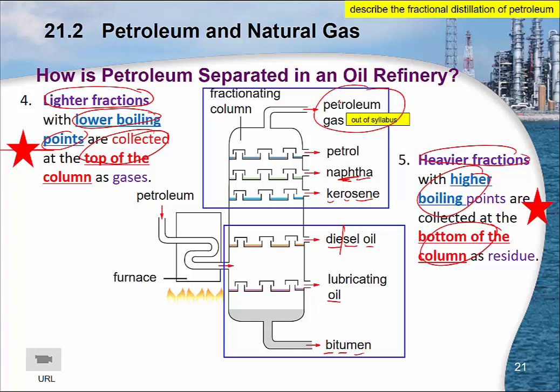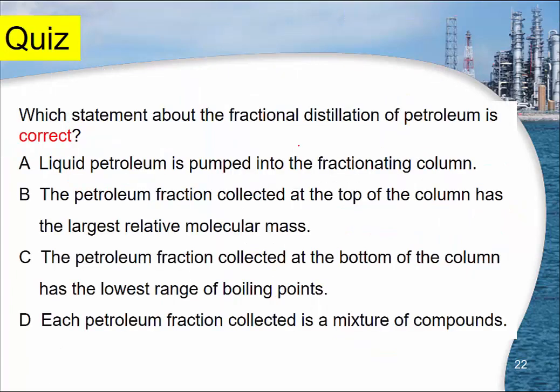Now take note of the difference between petroleum gas and petroleum. Petroleum is the entire mixture, and the smallest few molecules, for example the smaller molecules in the petroleum gas actually is only a part of the whole petroleum. So which statement about the fractional distillation of petroleum is correct? Is the liquid pumped into the column? No, right? It must be boiled into vapor to pass into the column.